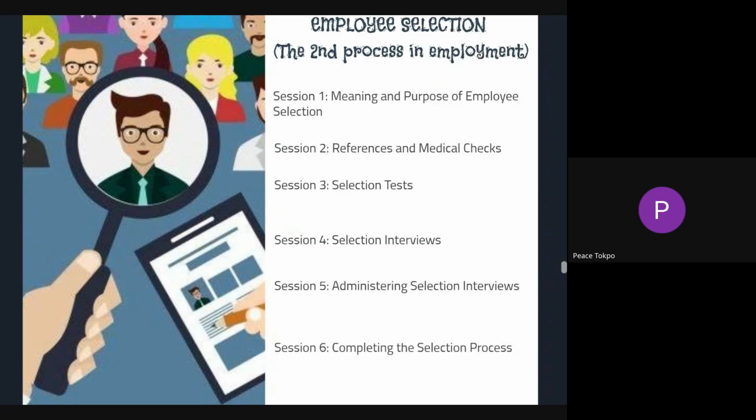However well the referee knows the candidate, and however honestly he tries to answer your questions, in the last analysis, a decision about the applicant's suitability for this particular job in your particular organization will be yours as the employer.